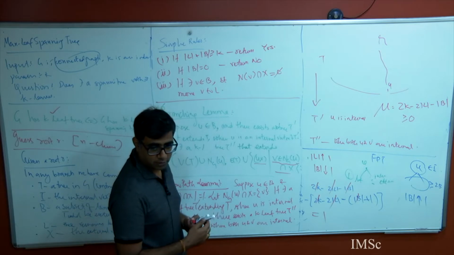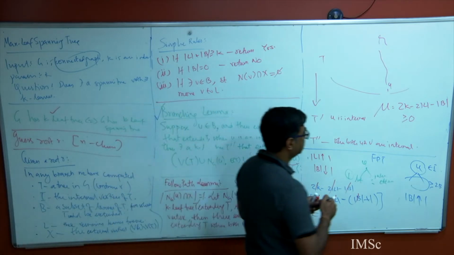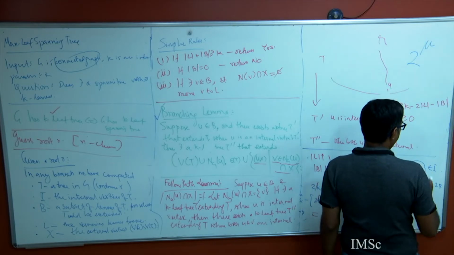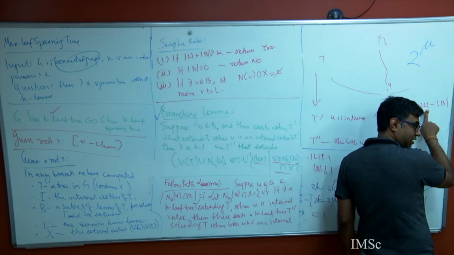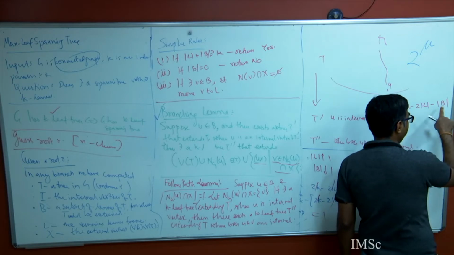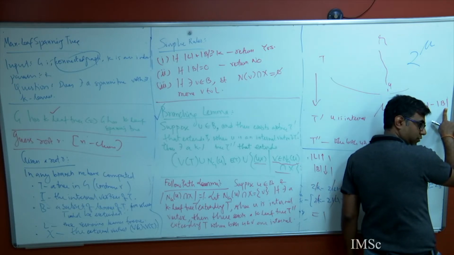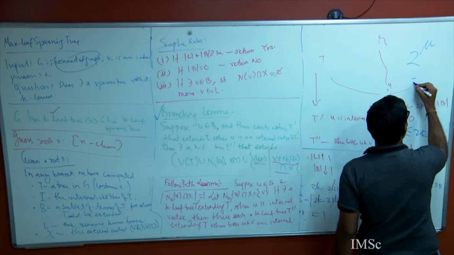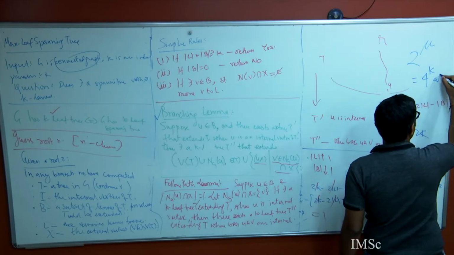So what is the running time of the algorithm? The running time of my algorithm is 2 to the power mu. And in the beginning, what is L? 0. What is B? 0, right? So mu is at most 2k. So this is a 4 to the power k algorithm.